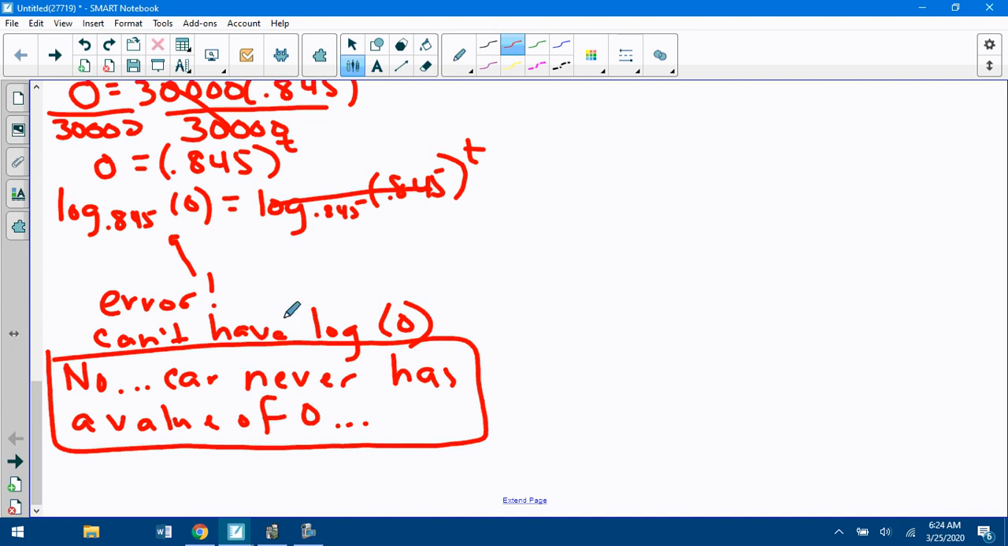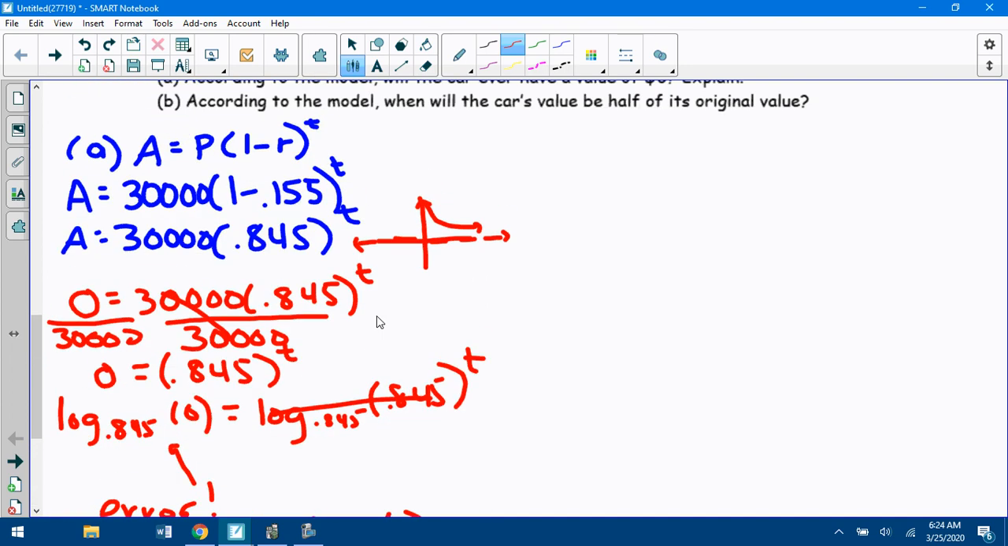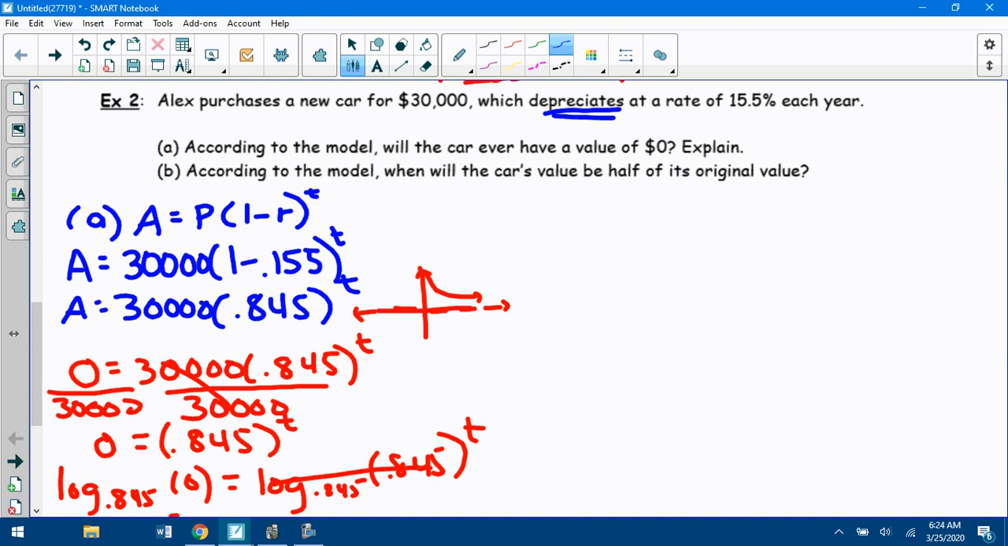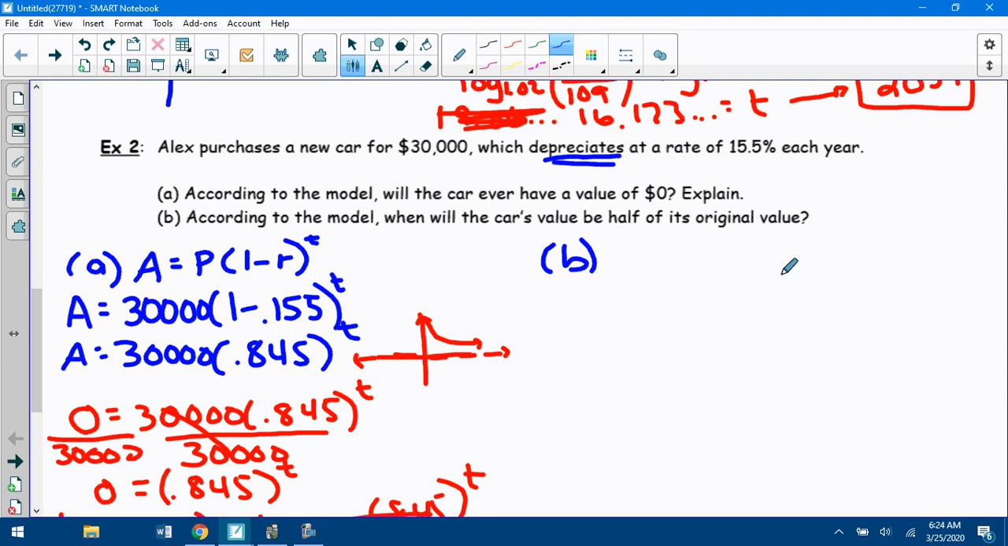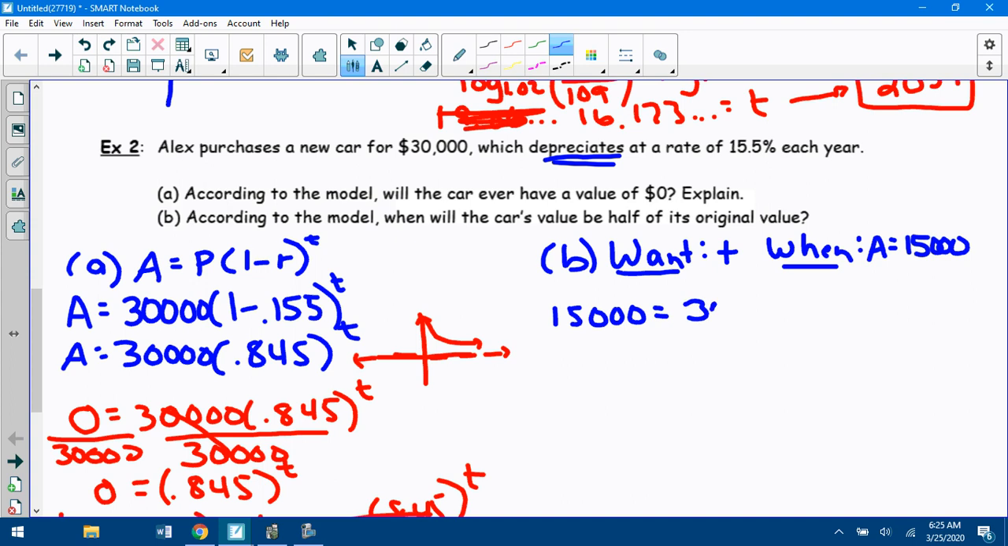Good? Okay. Part B. According to this model, when will the car's value be half of its original value? Well, what is half of the original value? 15,000. We want when. So I want the t variable again, and I want it when the amount is half of the initial, so 15,000. So I'm just going to do 15,000 equals 30,000 times 0.845 to the t.